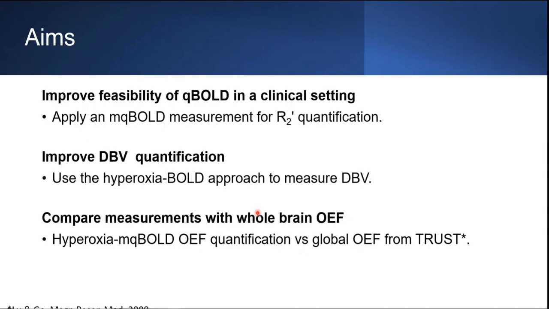So the aims of the study are to try and improve the feasibility of qBOLD in a clinical setting. Clearly, being able to have a product sequence, which is already on the scanner, is very beneficial. But we want to improve the quantification of DBV, and we're going to use this hyperoxia BOLD approach to do that. Then we want to compare those measurements with whole brain OEF. Ideally, we'd go back to the old days of PET, when people used to do maybe a Kety-Schmidt type measurement where they might take blood samples directly. Clearly, that's not ideal in the modern era. So TRUST gives us something very similar, but without all the messiness of having to do a cannulation in the jugular bulb.